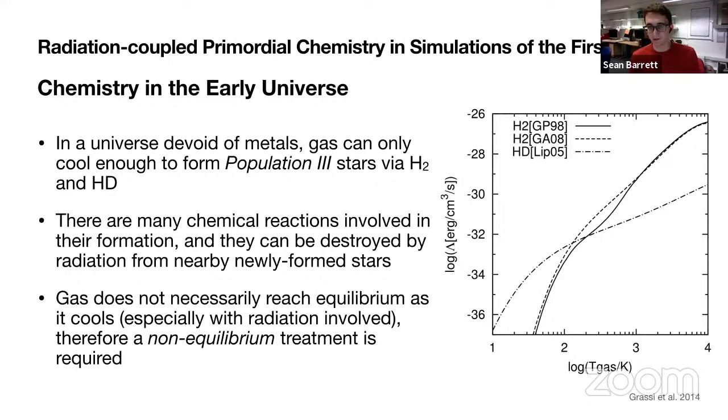Also, if you're doing a simulation involving multiple stars or multiple galaxies, you have to consider the light from nearby newly formed stars, which can dissociate these molecules and suppress star formation in nearby regions. It's also important to note that this is a non-equilibrium problem. The timescales over which chemistry happens are not necessarily anything like the timescales over which the hydrodynamics happen. So you can't assume equilibrium abundances for either H2 or HD.